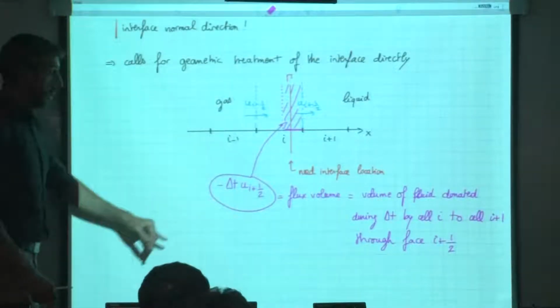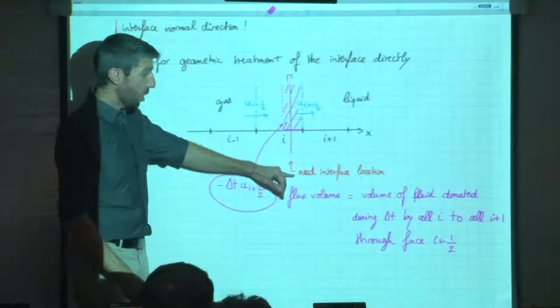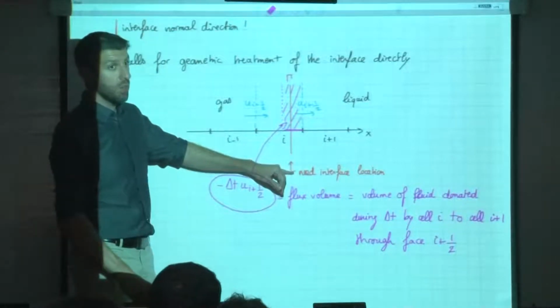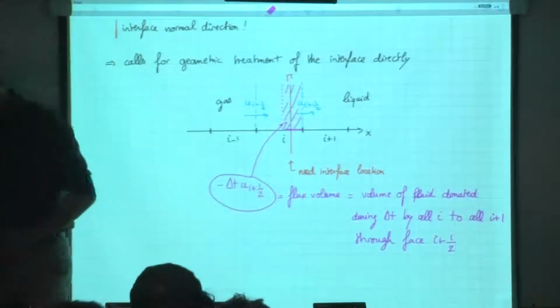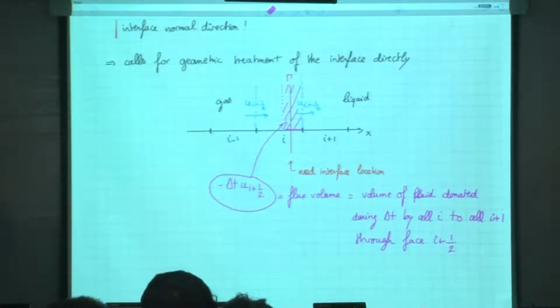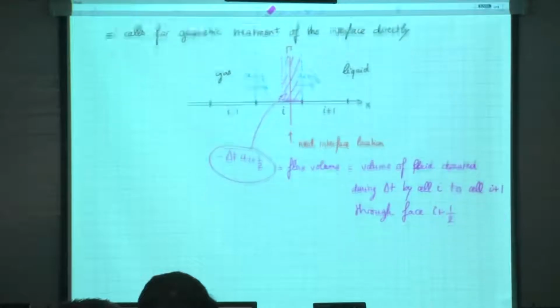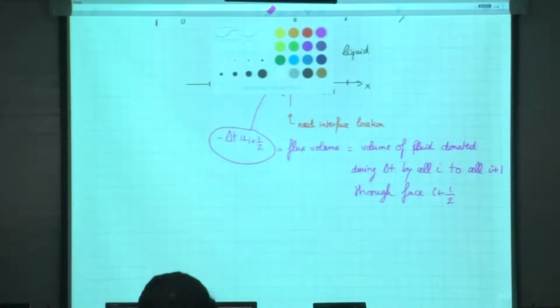So this is a big requirement, and so let's get this out of the way. The question now is, how do I get my interface location? In 1D it's easy. If I tell you that the cell is gas on the left, liquid on the right, is 50% liquid, then 40% of the way from the right of the cell as you move towards the left, the rest of the interface is done. In 2D it's already a lot more complicated.